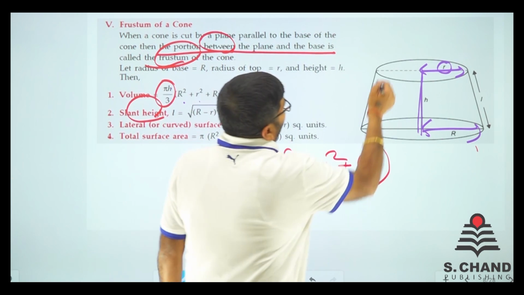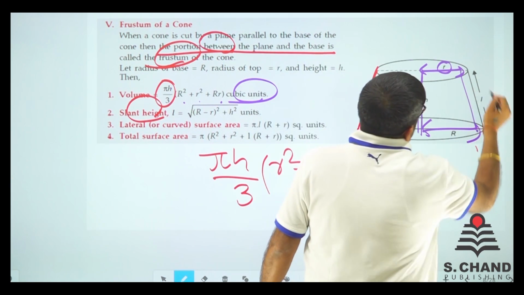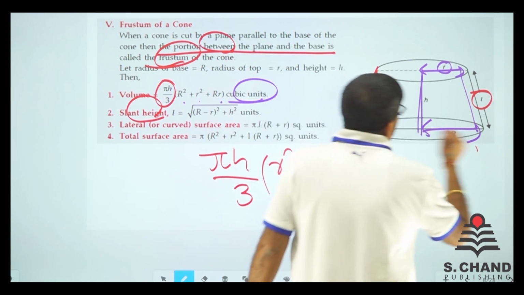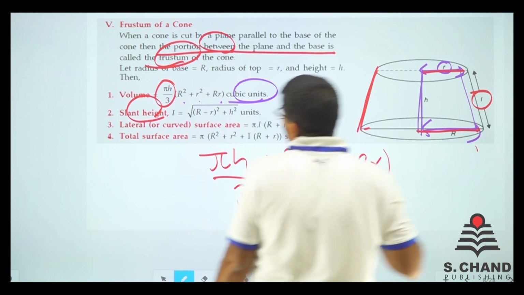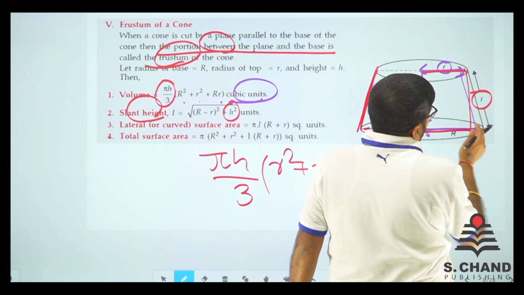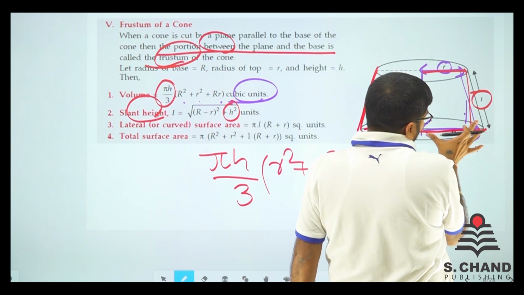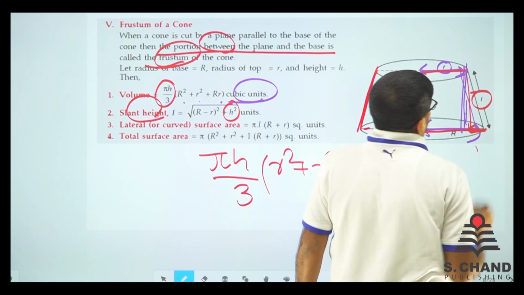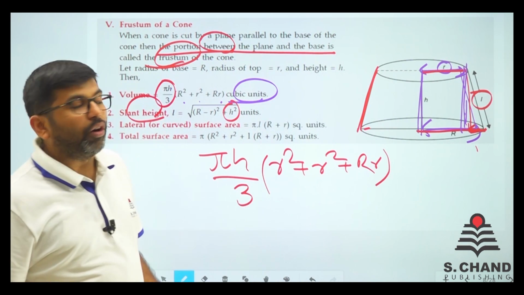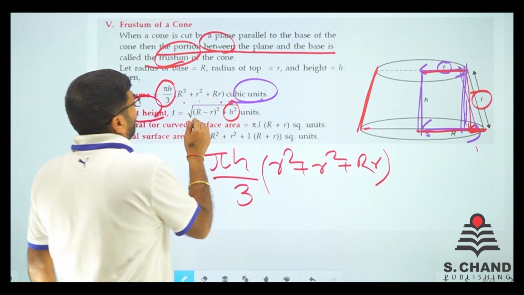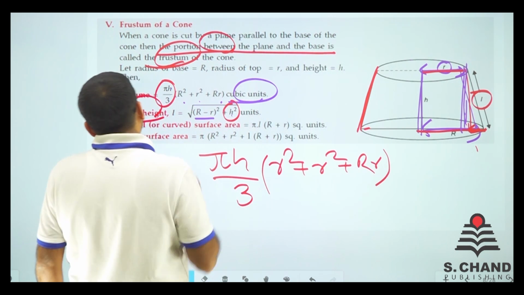Slant height, if you need to find out this slant height L, it will be the square root of (R minus r) whole square plus h square. Why so? Very simple way. See, we have R minus r. This whole R minus the small r will be this part and this part. So again the same formula of using a right angle triangle. So we have got R minus r whole square plus h square.